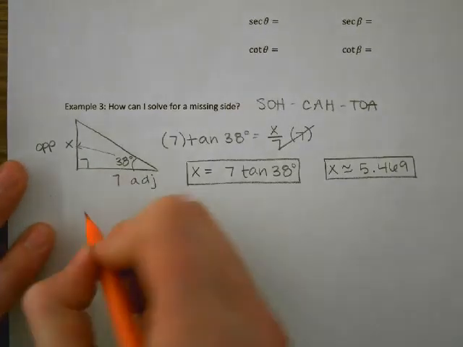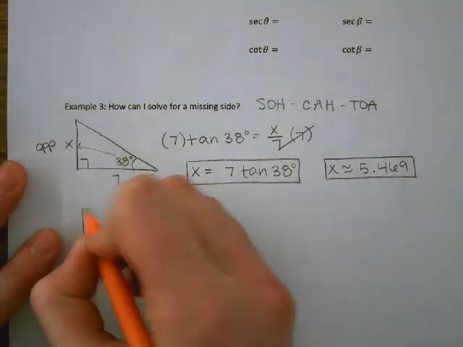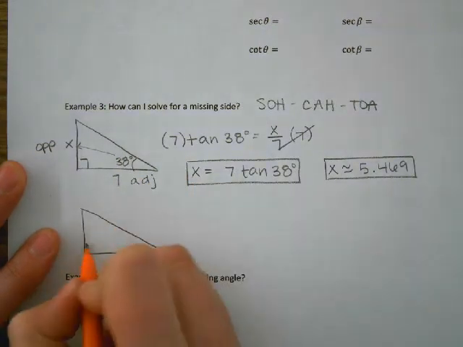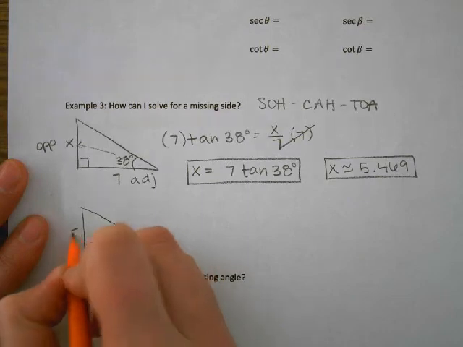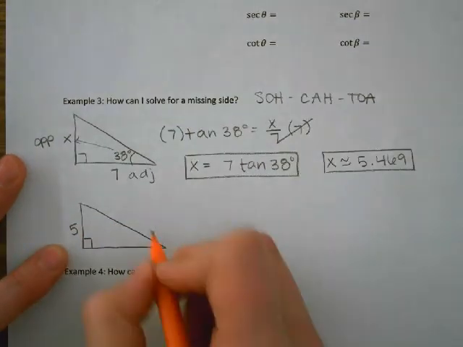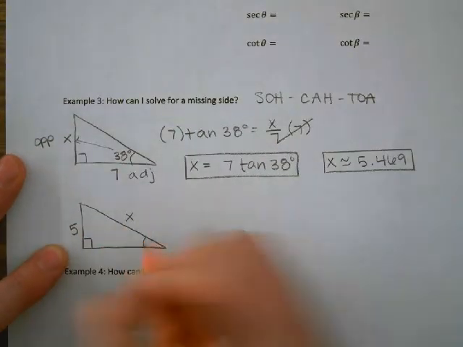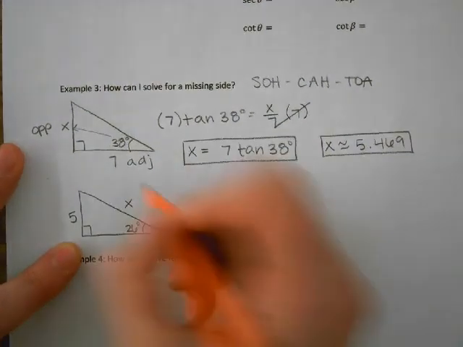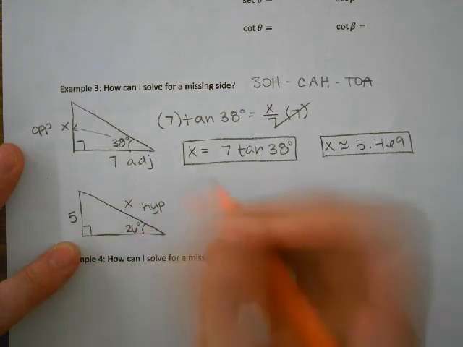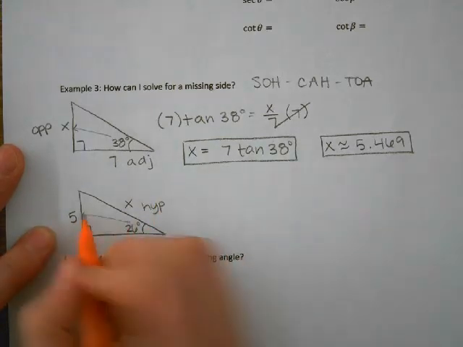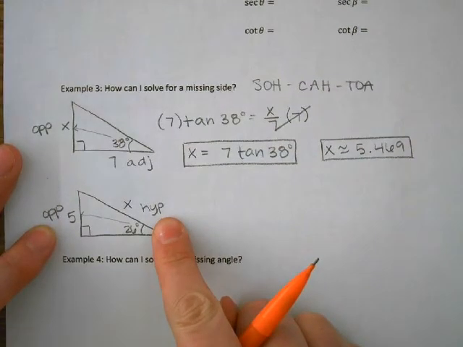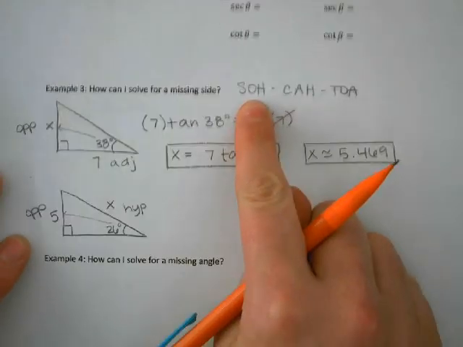Alright, so we're going to go ahead and do another one where we solve for a missing side because some of these are a little bit trickier to solve for the variable than others. So this time we're going to say that is 5. We're going to have a hypotenuse this time, and our angle is going to be 26 degrees. So I said that was my hypotenuse. This is still my opposite side. So this time I have opposite and hypotenuse, which is sine.